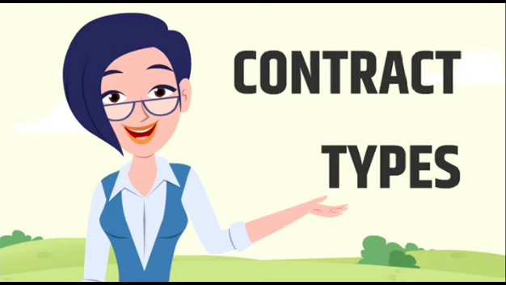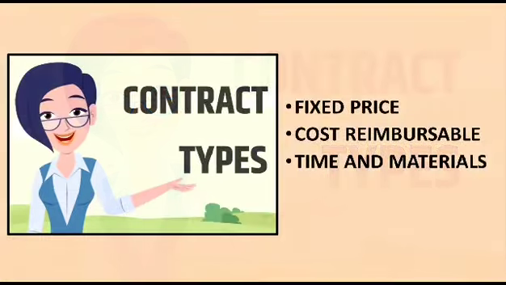The third bullet on page 471 starts off by talking about these contract types. There are three broad categories: fixed price, where the price for the contract is fixed; cost reimbursable, where the costs that are incurred and are allowable are reimbursed to the seller; and last but not least, time and materials, which is like a hybrid of fixed price and cost reimbursable. So let's talk about these contract types one by one.